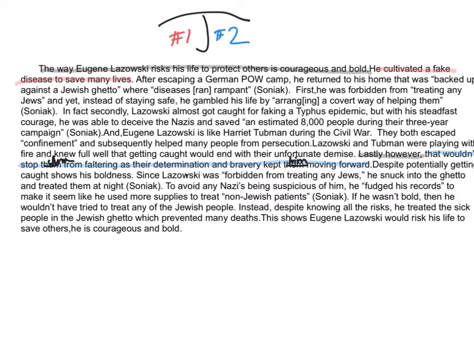Topic sentence: the way Eugene Lazowski risks his life to protect others is courageous and bold. So we have protecting others, being courageous is your topic. So each of those two claims should fit under him being courageous. So he cultivated a fake disease to save many lives. Is that him? Does that fit underneath risking his life to protect others? Okay, we may need to give them some feedback there.